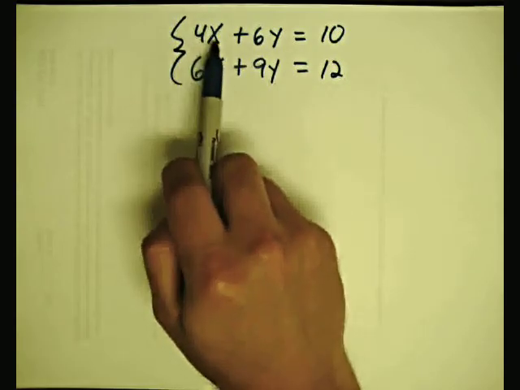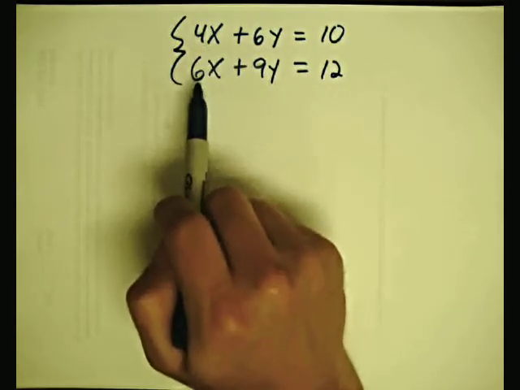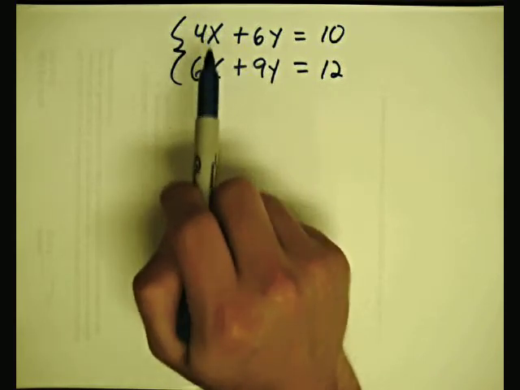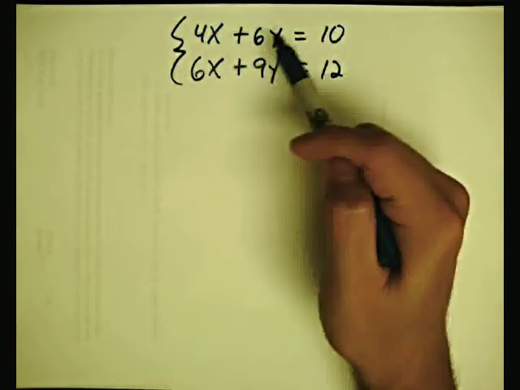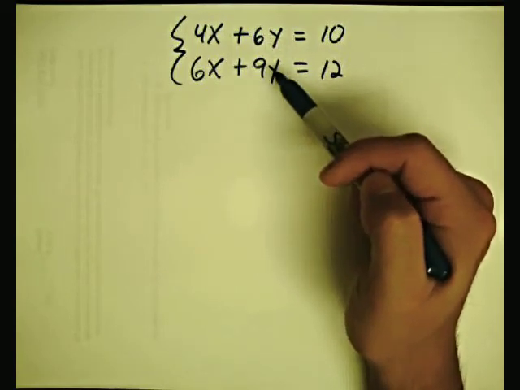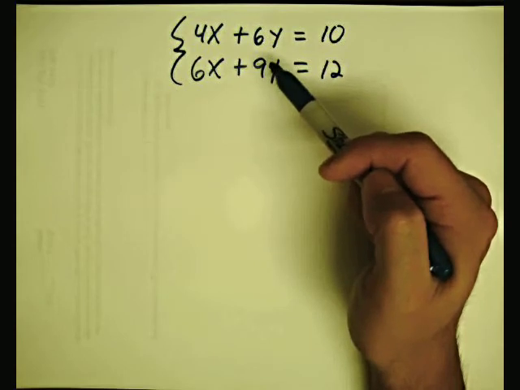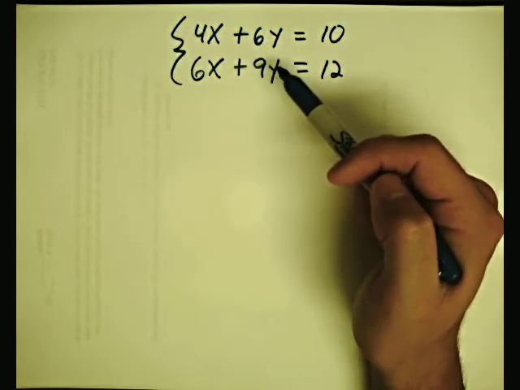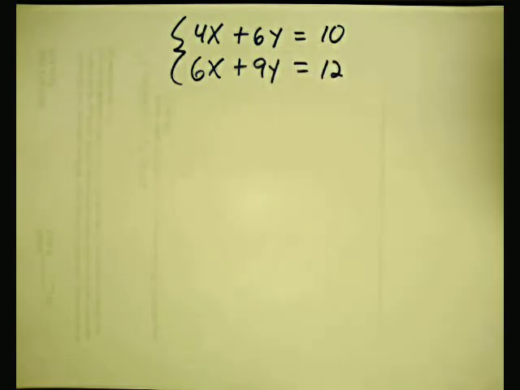Well, if I multiply 4 by 2, I get 8, which is already bigger than 6. So without using a fraction, I can't multiply 4 to get 6. If I look at 6, if I multiply 6 by 2, I get 12, which is bigger than 9. So without a fraction, I can't multiply and turn 6 into a 9. So in this case, what we want to do is multiply both equations by something to make either x or y match up. And it doesn't matter which you pick. You can either make the x's match or the y's match.